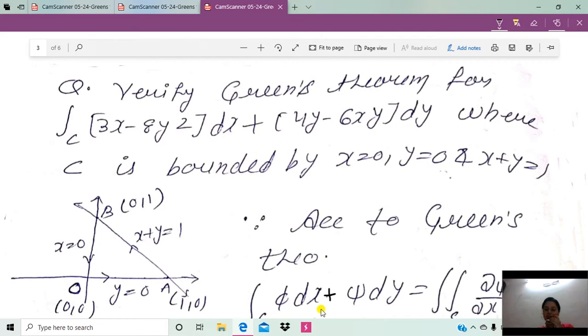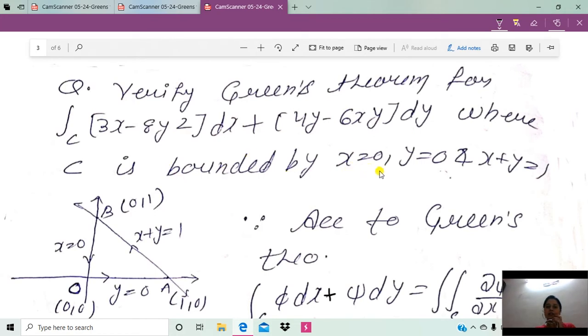Hi, in this video lecture we are going to solve some examples based on Green's theorem. So in this example we have to verify Green's theorem for the single integration of (3x - 8y²) dx + (4y - 6xy) dy, where C is bounded by three lines.